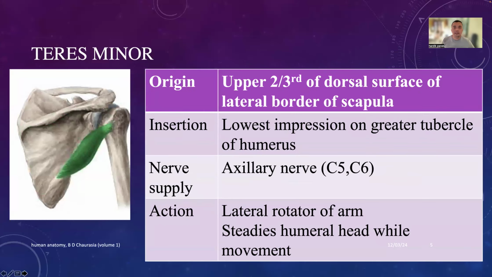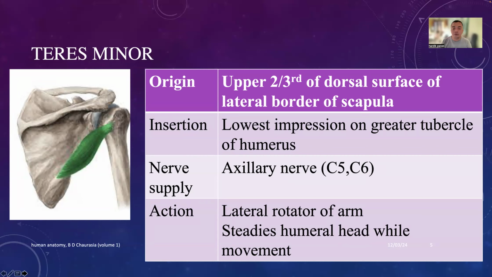The next is teres minor. Teres minor is another scapular girdle muscle, जो origin होता है upper 2/3 of dorsal surface of the lateral border of scapula. We can see in the diagram, dorsal surface पे posteriorly over the dorsal surface in the upper 2/3 of the lateral border से वो origin होगा.